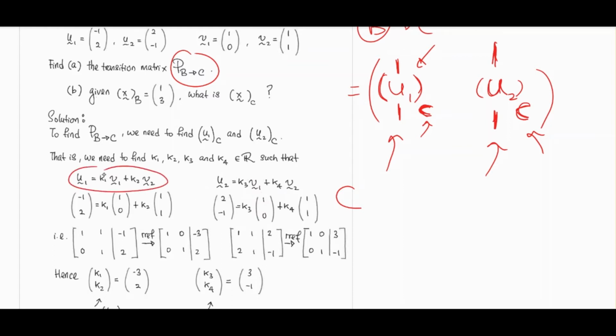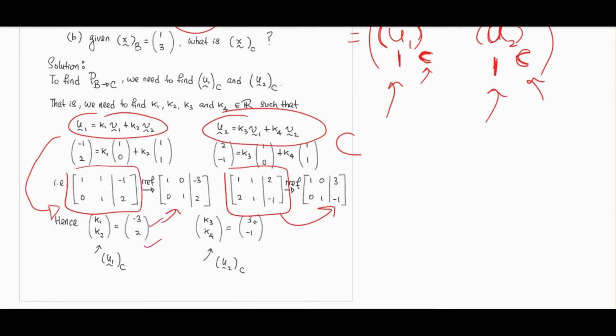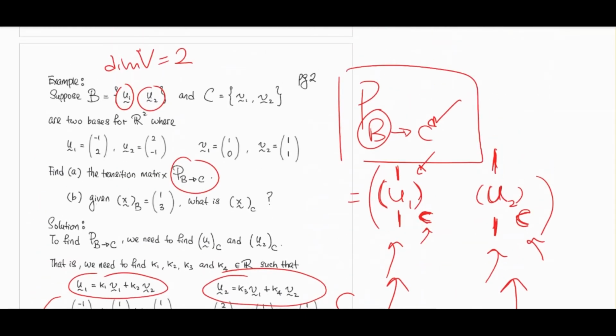So this is solving a system of equations, and this is also solving a system of equations. As you can see, this system of equations can be written as an augmented matrix like this, which can row reduce to this. Same thing here, which can row reduce to this. So we got K1, K2 as -3 and 2, and K3, K4 as 3 and -1. By definition, these are the coordinates of the U1 vector relative to basis C, and these are the coordinates of the U2 vector relative to basis C. These two vectors will go in right here to form the transition matrix from B to C.